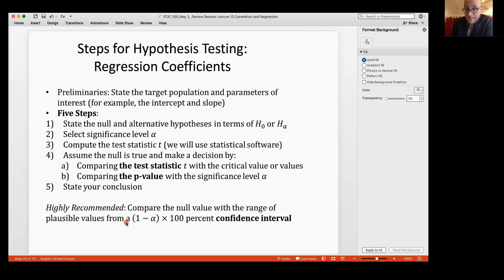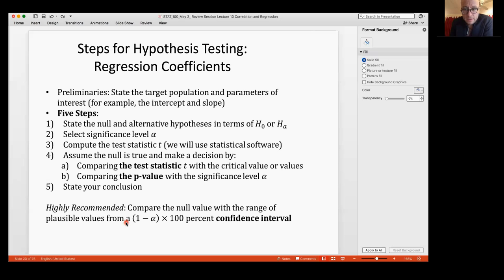Keep in mind that it only tests statistical significance. Step two is to select the significance value alpha as your criterion for rejecting the null. We almost always use an alpha of 0.05. Recently, we've been talking about smaller alphas because it's increasingly easy with computational software and algorithms to come up with ridiculous statistical significance.